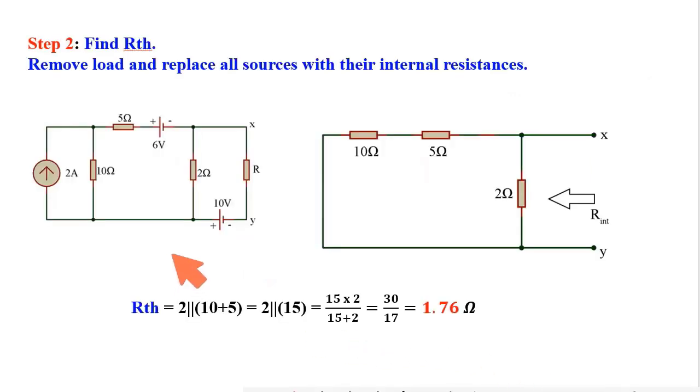Now to find out Thevenin resistance, I need to open this load resistance. Here I have opened it, and the current source will be open. This current source is open. This voltage source is shorted. So ultimately I got this. From here it is clear that 10 plus 5, that is 15, is in parallel with 2. 15 in parallel with 2. Ultimately I got 1.76 ohm as RTH.